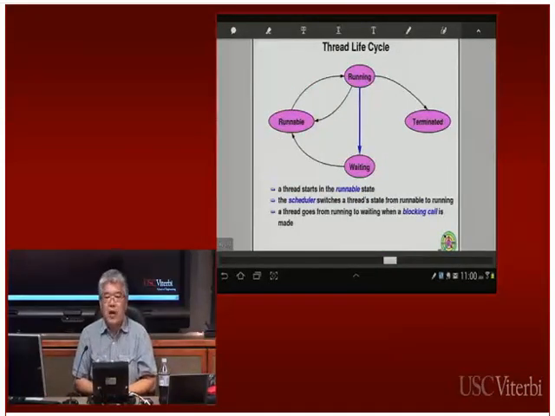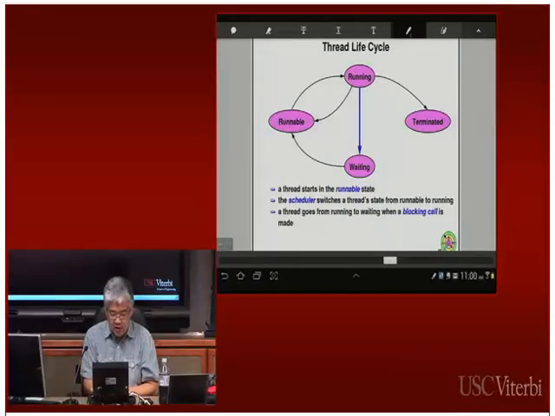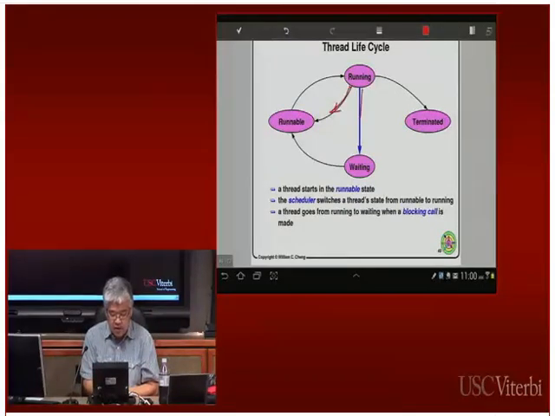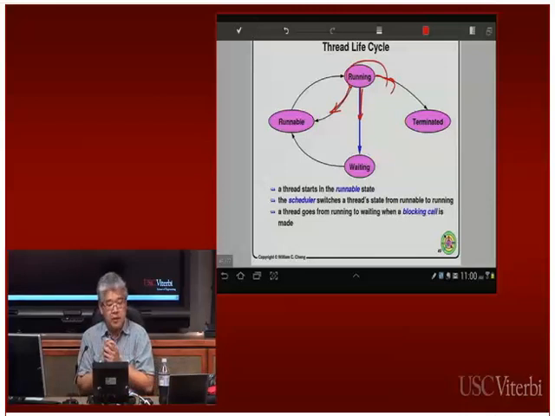What about from the running state to the waiting state? From the running state you can actually go many places. You can go here, you can go to runnable, you can go here, you can go here. Let's look at all three of these transitions. First, going down into the waiting state. You're running in the CPU, your thread is running in the CPU. How does it go to the waiting state?